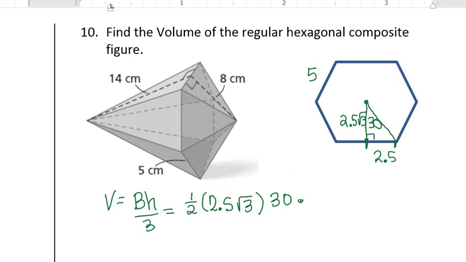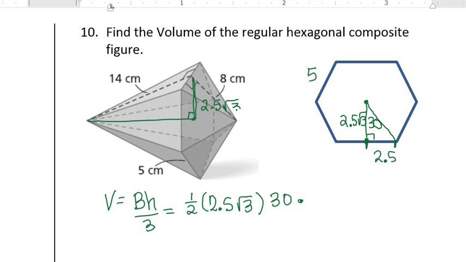Now we have to multiply that by the height of the pyramid. Now notice they don't tell us the height, just like on problem number 9. So we're going to draw it right here, and it's always perpendicular to the base. So we're going to have to do Pythagorean theorem. And notice this right here goes from the side, so from here to the center. That's your apothem. So this segment right here is 2.5 square roots of 3.